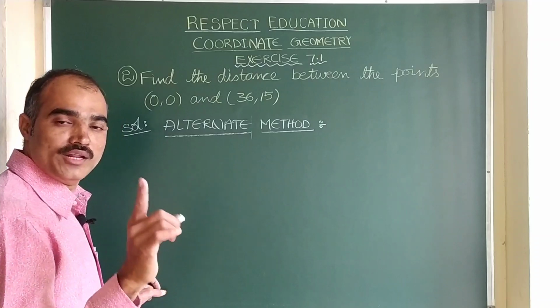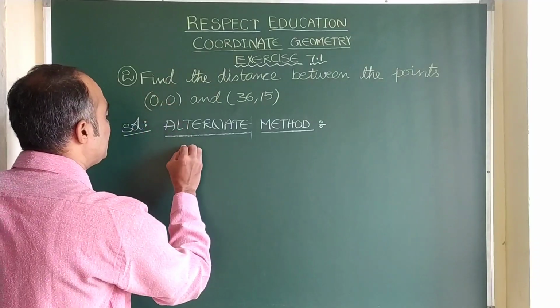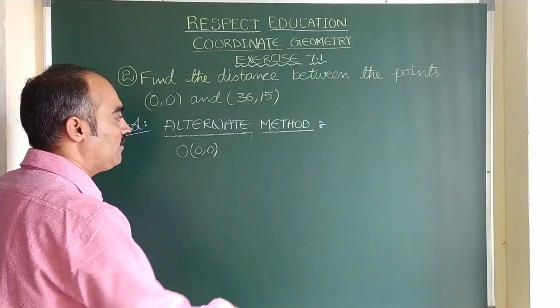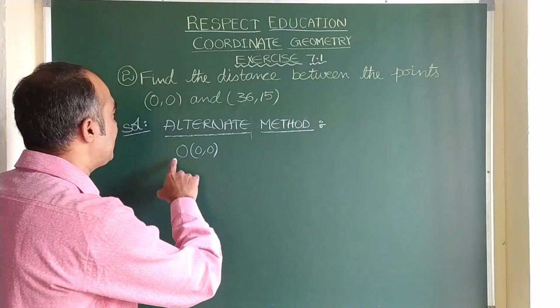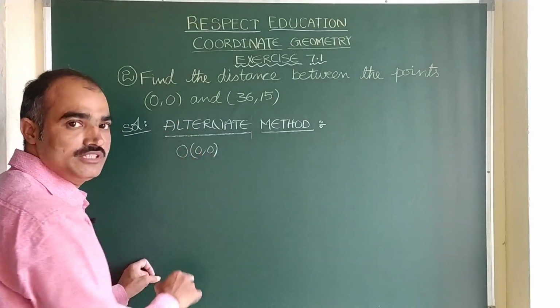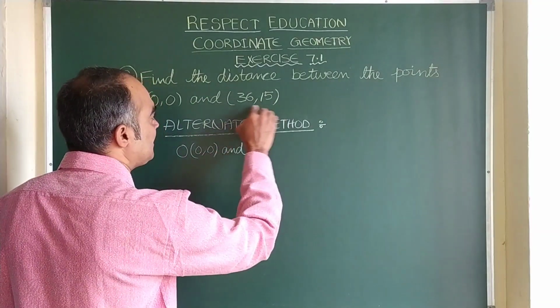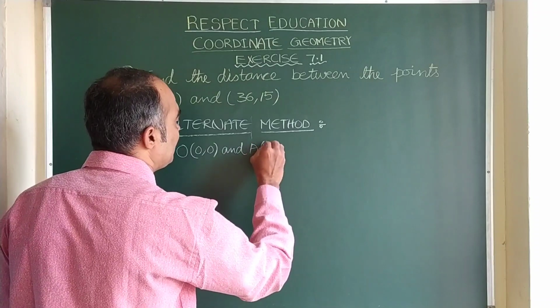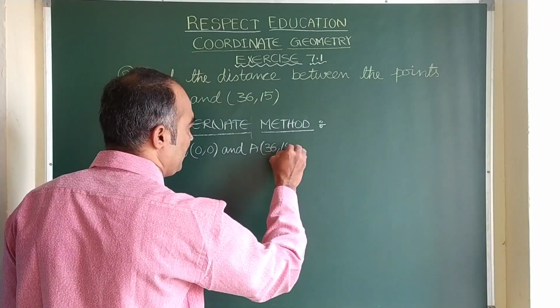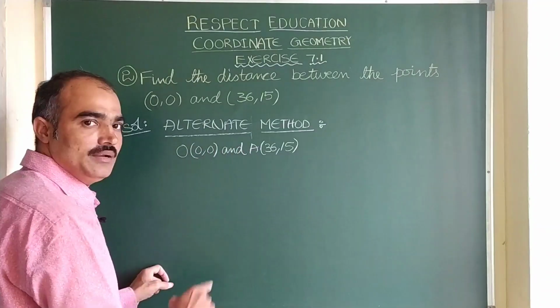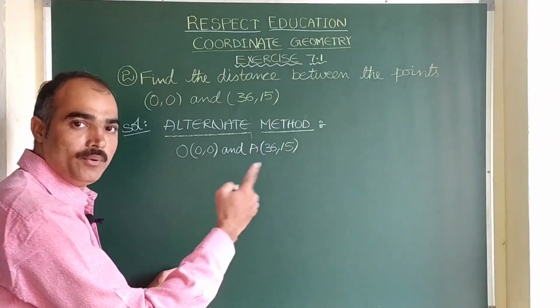Here, of these 2 points, this point is 0, 0. That is nothing but the origin, so it can be represented by O. It is O (0, 0). Earlier we took it as A, but here you can take it as O because it is 0, 0. And in this case let us take this point as A (36, 15). That means now we are going to find the distance between O and A, that is, origin to a point.